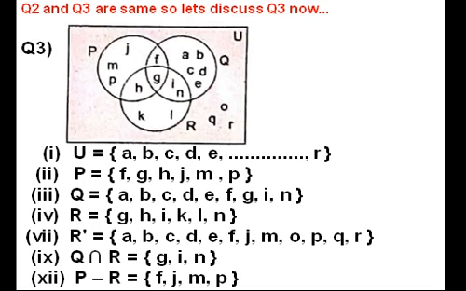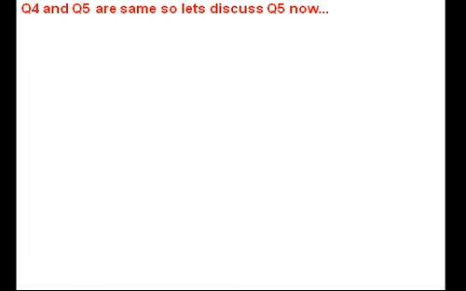The 12th part is a difference set, that is P minus R. Means all the elements of P which are not there in R. So the elements will be J, F, M, P. In any order you can write it, so it is suggested that you write it in ascending order. So the elements are F, J, M, P.